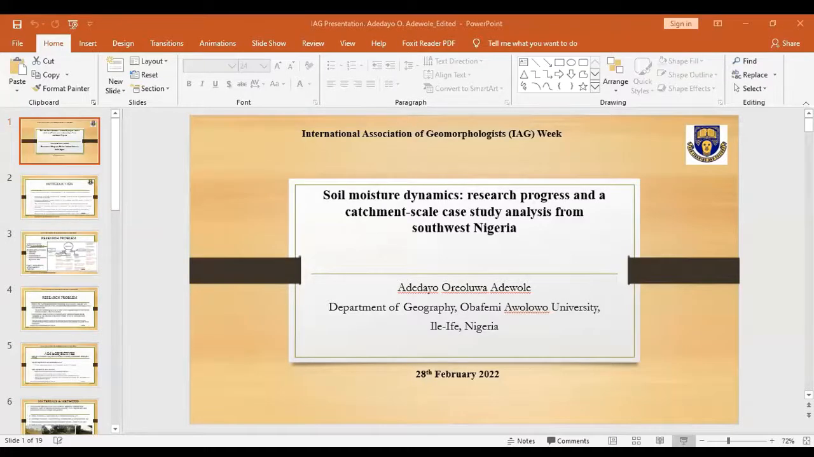Okay, I'm presenting on soil moisture dynamics, the research progress and a catchment scale case study analysis from Southwest Nigeria. Soil moisture is the water held within soil pores, or water contained in the unsaturated soils in the vadose zone, and it is made up of the surface soil moisture and the root zone soil moisture.